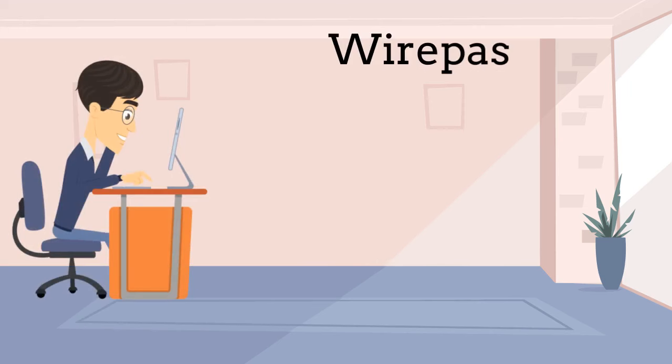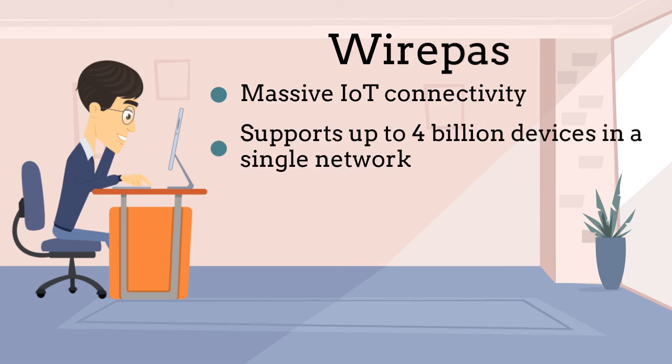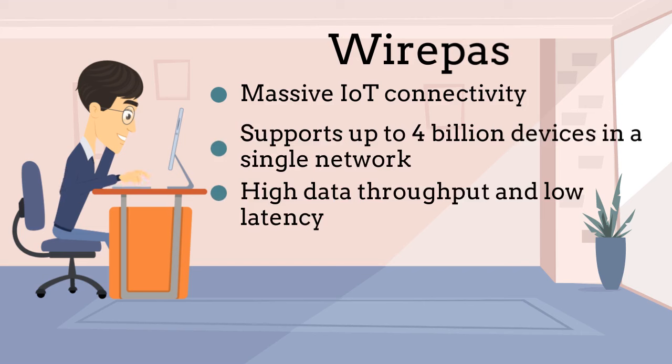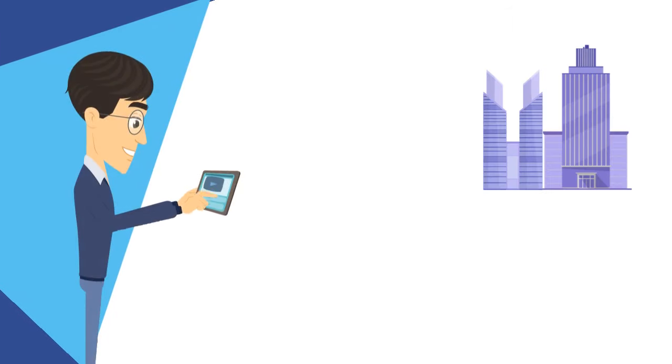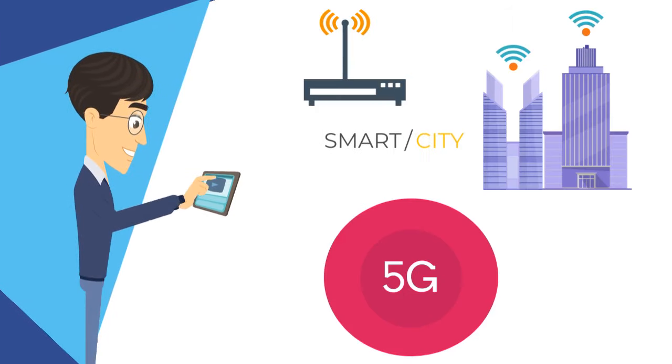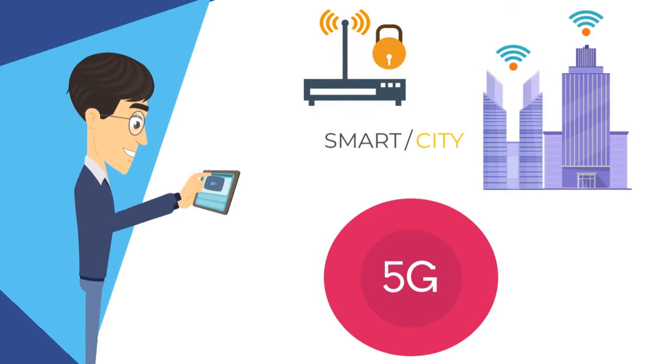Wi-SUN is a wireless connectivity technology for massive Internet of Things devices. It supports up to 4 billion devices in a single network and provides high data throughput and low latency. There are many other technologies used in wireless mesh networks. Here we mentioned only a few of them. Now, we will see some areas of application. Nowadays, we can see wireless mesh networks almost everywhere, for instance, in smart cities, smart campus, 5G technology, among others.